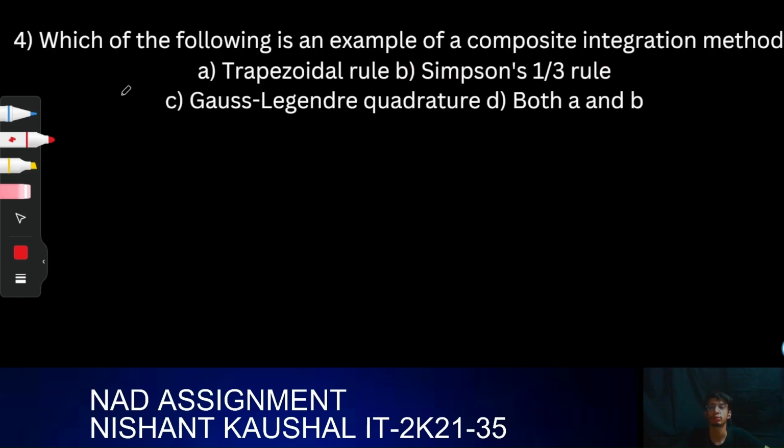Let us solve question number 4. Which of the following is an example of composite integration method? A. Trapezoidal rule, B. Simpson rule, C. Gauss-Legendre quadrature, or D. both A and B.